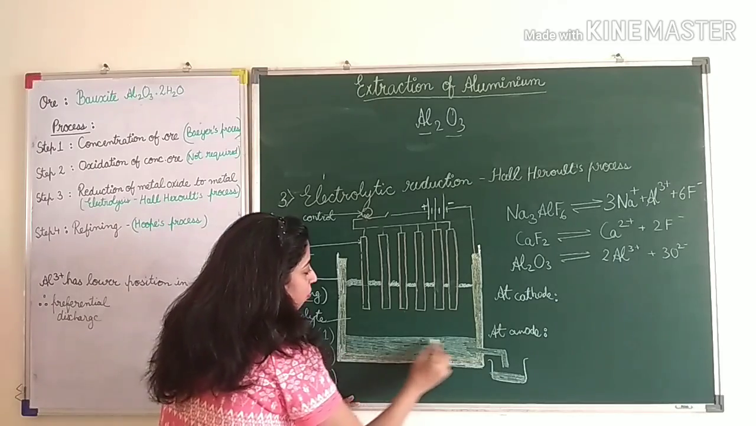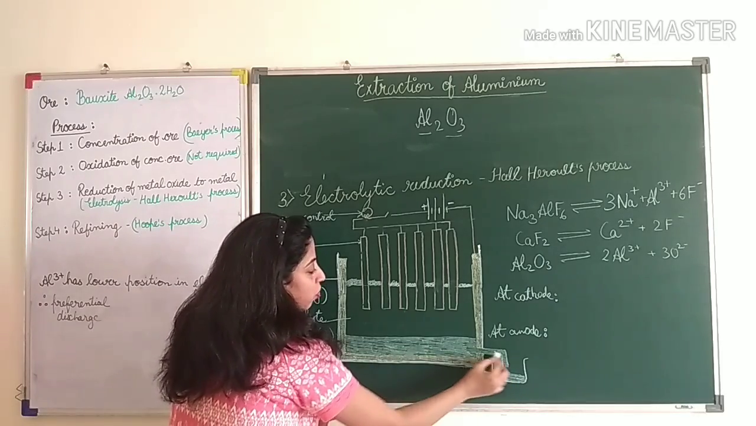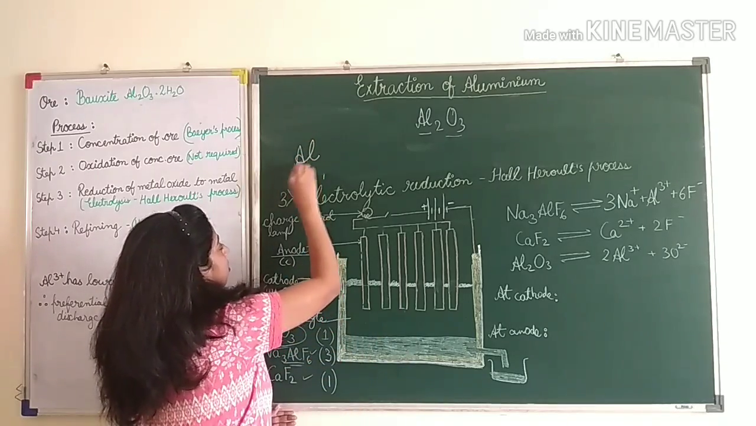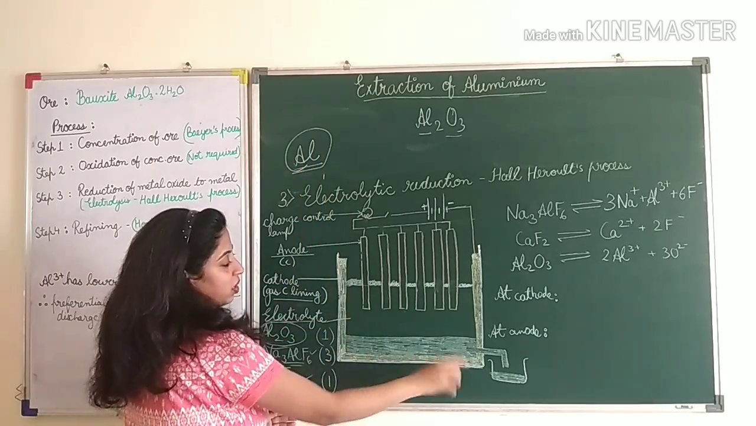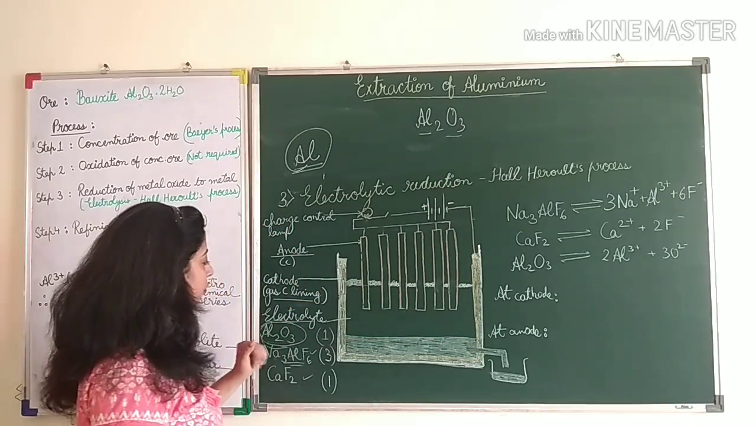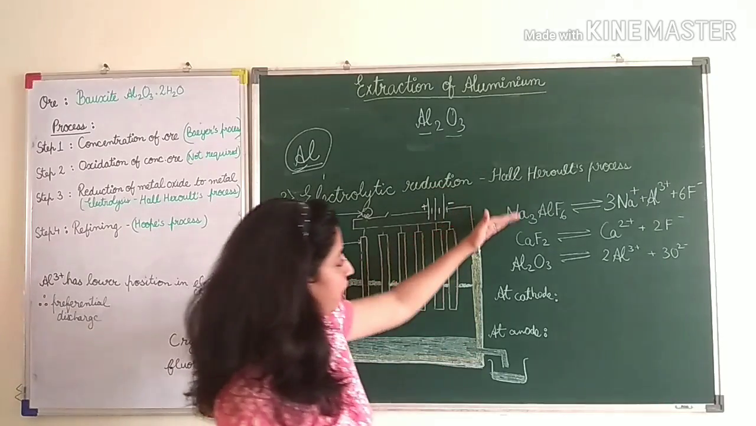And from below there is a provision for removal of the molten aluminium that we will get. We will get molten aluminium at the end. Now let us see how all this happens. First of all, we will study the dissociation reactions.